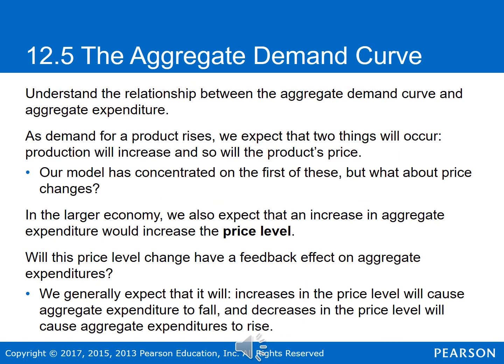So now let's briefly end by talking about how a change in the price level affects the aggregate expenditures. So when demand for a product increases, we expect that two things are going to occur. Production is going to increase, and so will the product's price. Remember back to our supply and demand diagrams. When the demand curve shifts to the right, we see an increase in the quantity demanded and quantity sold on the market, and an increase in the price that it's being sold at.